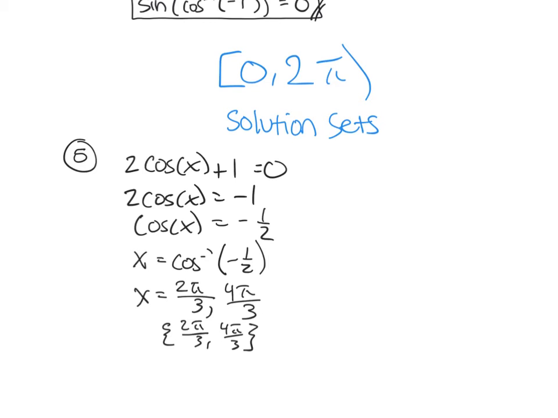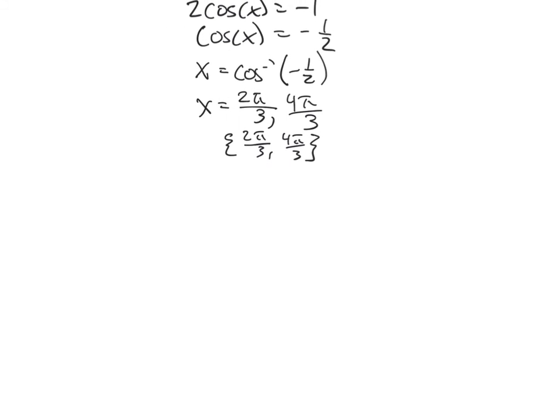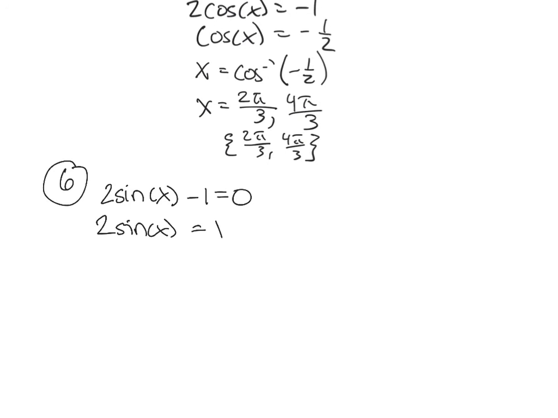On to problem number 6. So problem number 6, ooh, that got real big for no reason. Okay, sorry. Problem number 6 is 2 sine of x minus 1 is equal to 0. I'm going to start by adding 1 to both sides, dividing both sides by 2, and finding the inverse. So x is equal to sine inverse of 1/2.